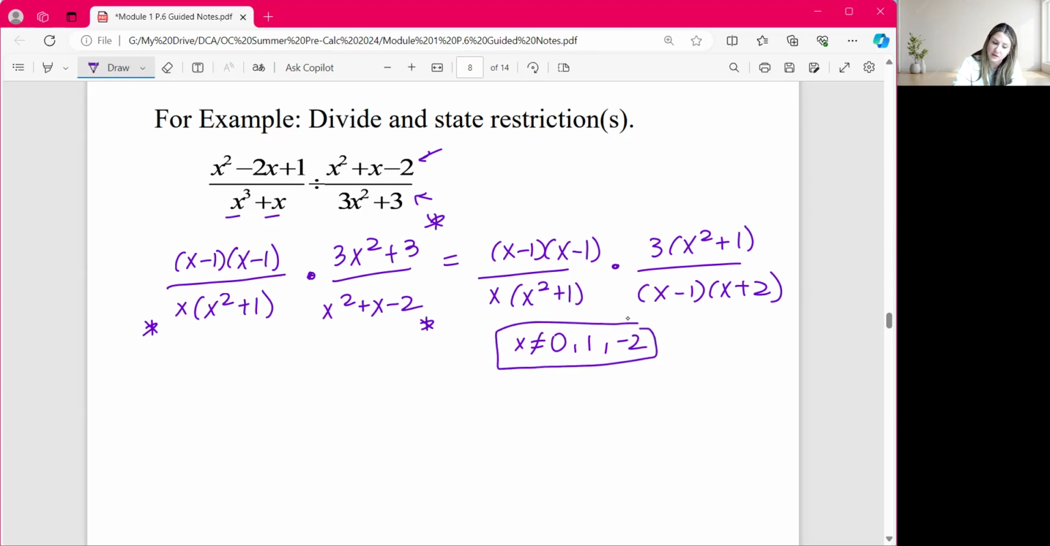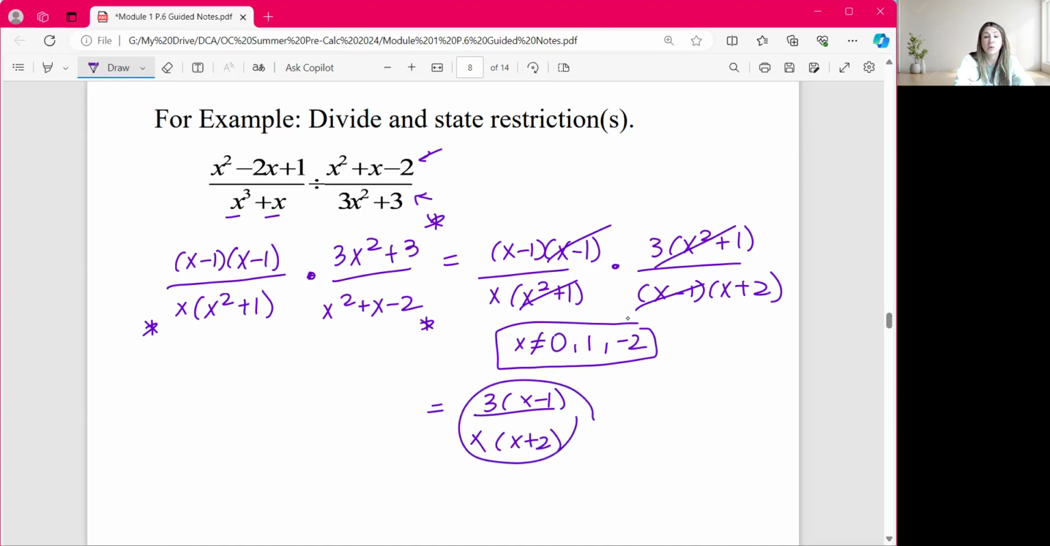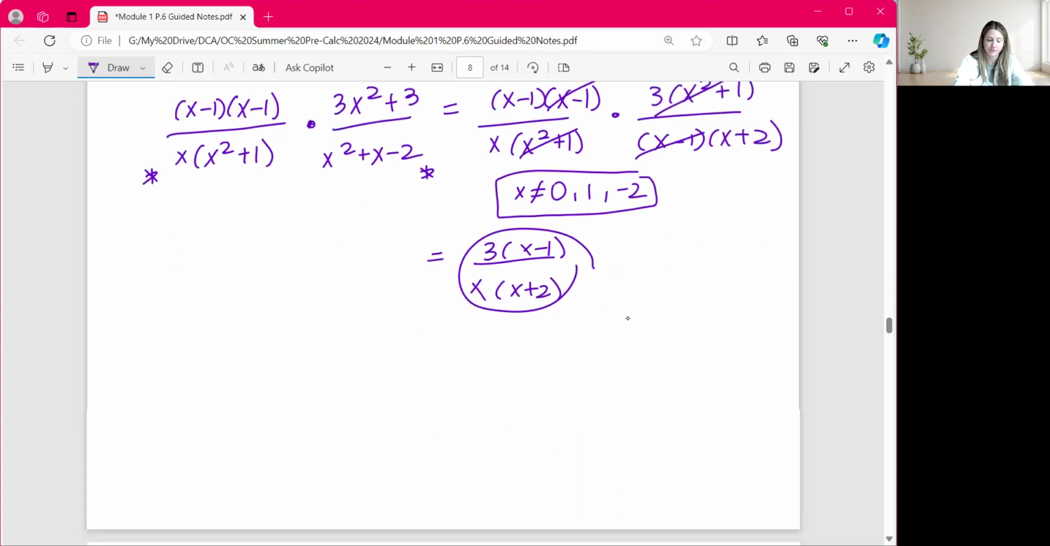And now we will cancel anything that is a common factor. X squared plus 1, x squared plus 1, x minus 1, x minus 1. So we are left with 3 times x minus 1 over x times x plus 2. And there's our division, there's our quotient to this problem.